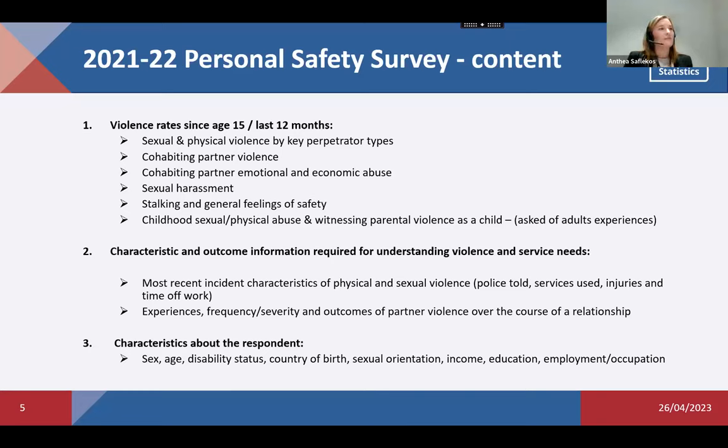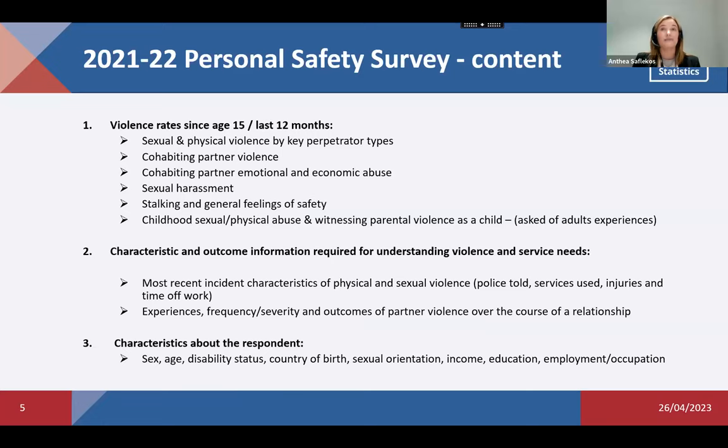So this information is really important. We have two timeframes here for measuring violence. So we have since the age of 15, which tells us how many people in Australia or how many women in Australia have experienced these types of violence. And then we also collect information about incidents that happened in the last 12 months. And that information is really important for measuring changes over time between the two cycles.